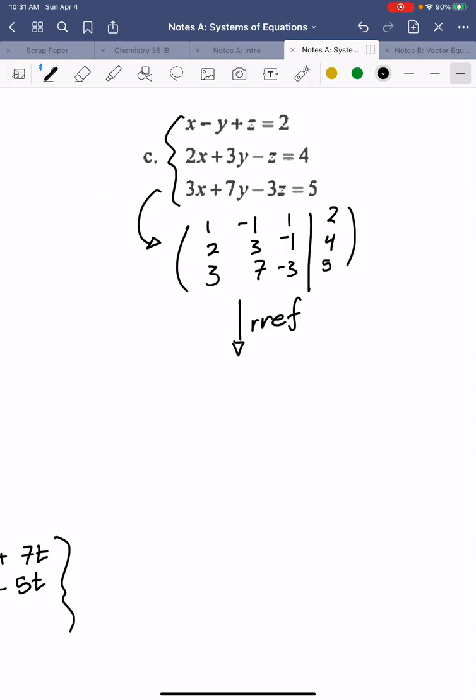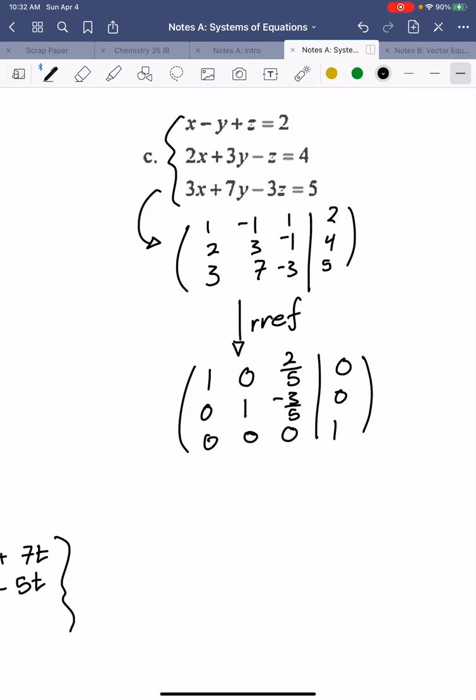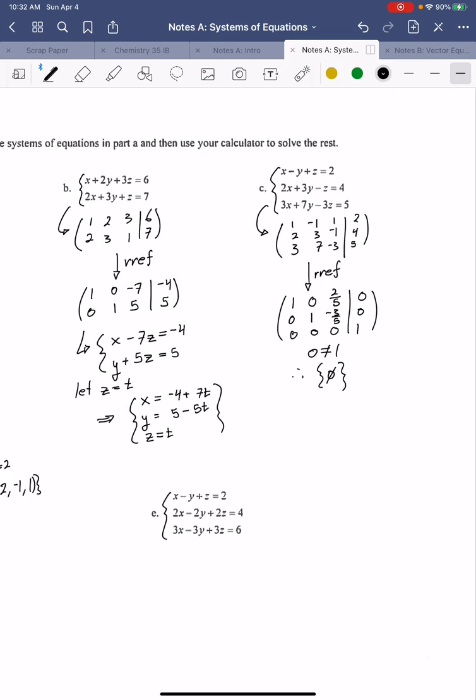So from the RREF, we have 1, 0, 2/5, 0. Then we have 0, 1, -3/5, 0. Then we have 0, 0, 0, 1. Now, you know from this that 0 cannot equal 1, therefore, no solutions. Because there will be no value that can satisfy any of the equations, because 0 cannot equal 1.